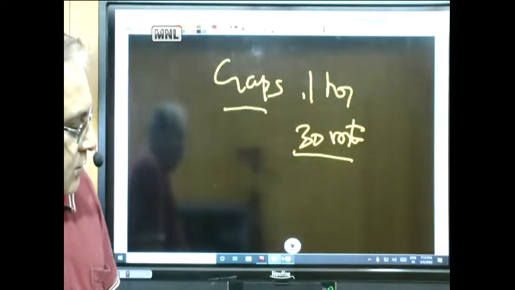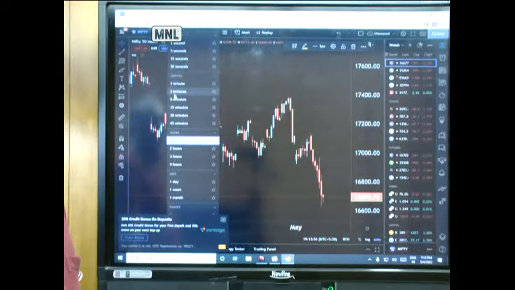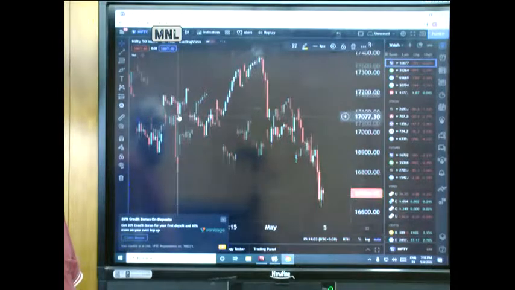So here we will go for a 30-minute chart, because you are almost trying to do it on an intraday basis. But if you want, you can carry the trade for the overnight also.